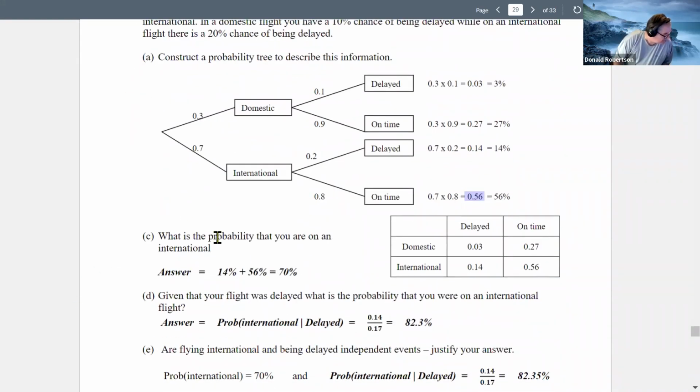So it asks you now to fill this table in, and let's see what we have. Domestic, international, delayed, and on time. So let's take that one. That would be a domestic flight that's delayed. You see 3%? That's why that fits there. How about an international one that's on time? An international flight that's on time, 56%. We're good?